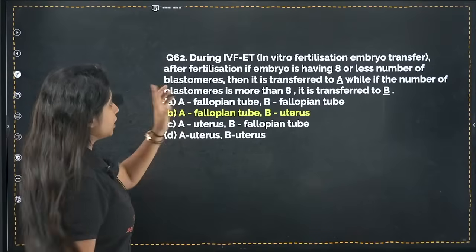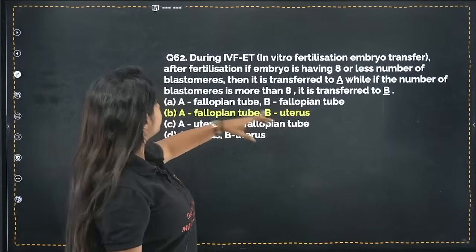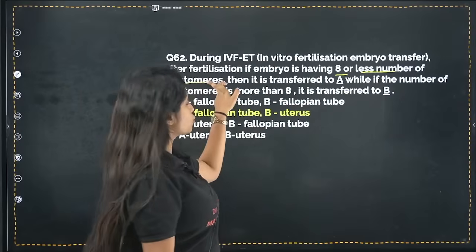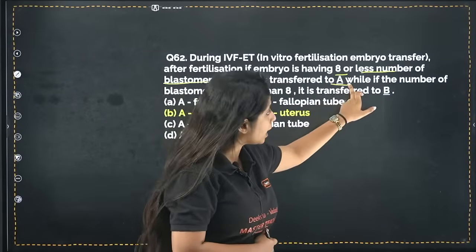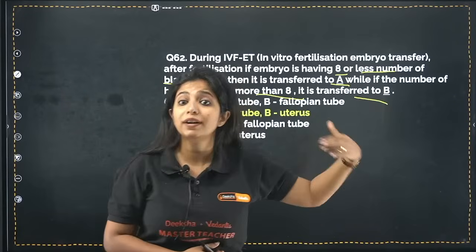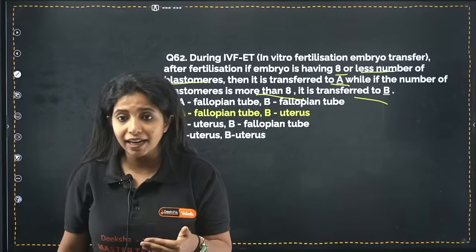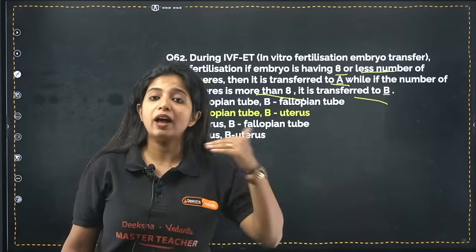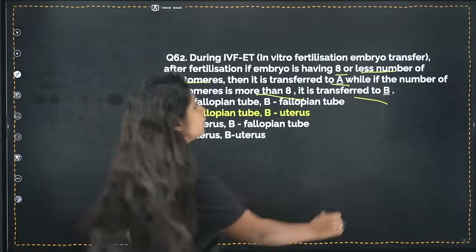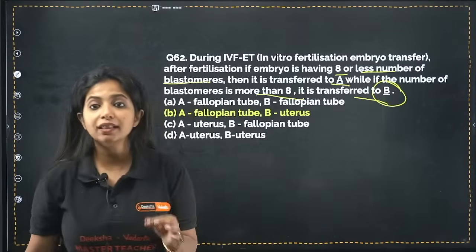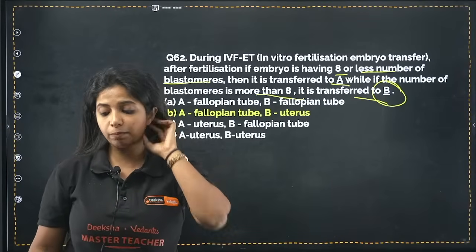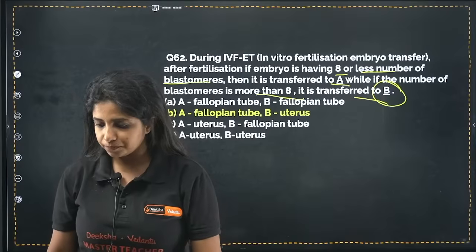So a question can be: after IVF, if the embryo has 8 or fewer blastomeres, then it is transferred to A, while if the number of blastomeres is more than 8, it is transferred to B. What is that? If it is 8 or fewer, you transfer it into the fallopian tube. If it is more than 8 blastomeres, you transfer it inside the uterus. Always remember. Otherwise it can lead to ectopic pregnancy in a different area.